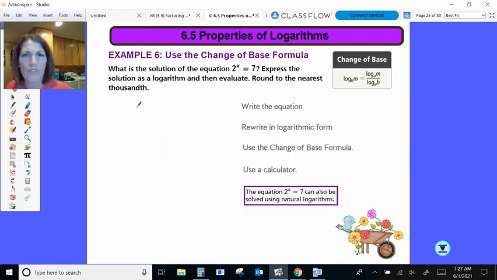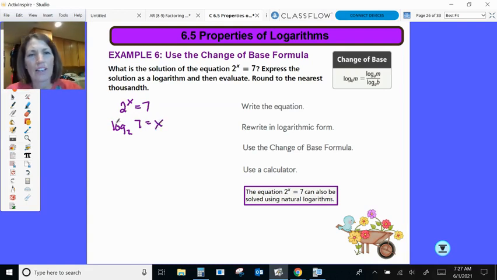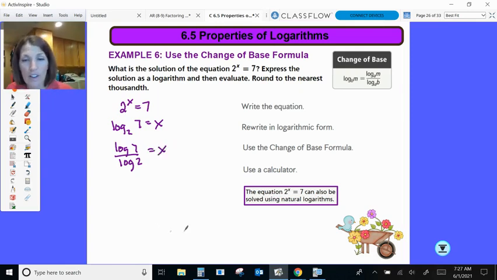So now we're going to start finding actually solutions. Okay? So what's a solution to this equation? 2 to the x power equals 7. So first let's write that down. So 2 to the x power equals 7. Write in logarithmic form. So I'm going to have log base 2 of 7 equals x, right? So now I can actually change the base here. So it's log base 10 of 7 over log of 2 equals x. And now we can actually evaluate that.